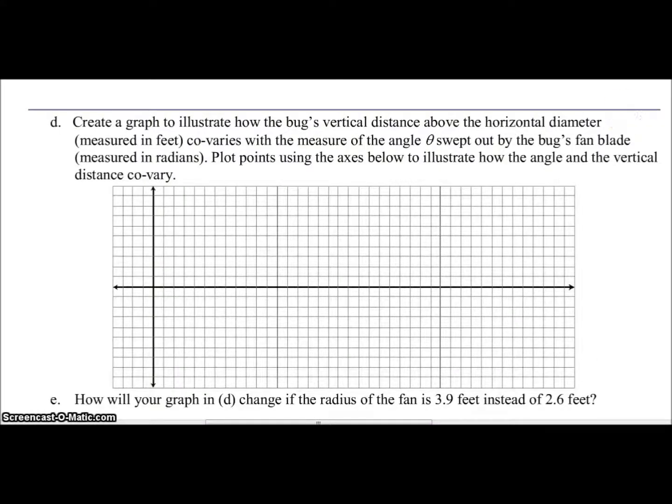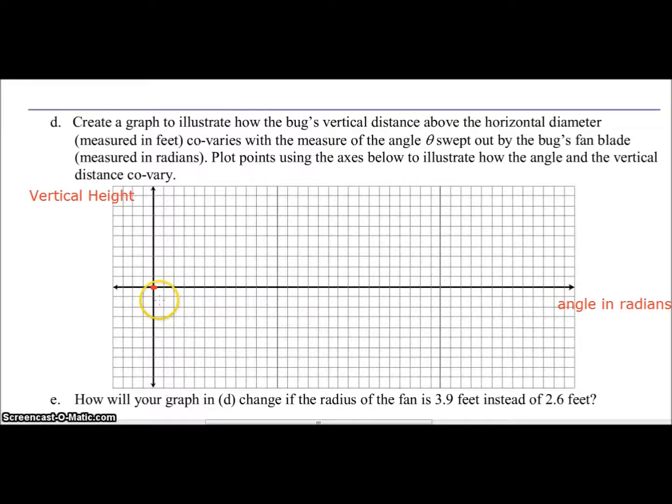Okay, so let's say that this axis is our angle in radians, and the vertical axis can be the vertical height. Notice when we start out with 0 radians, we don't have a vertical height. So we go through the origin. That's when the bug is at its starting position.